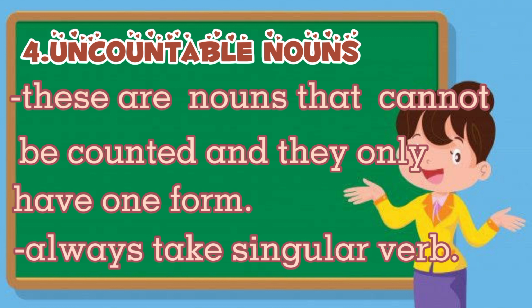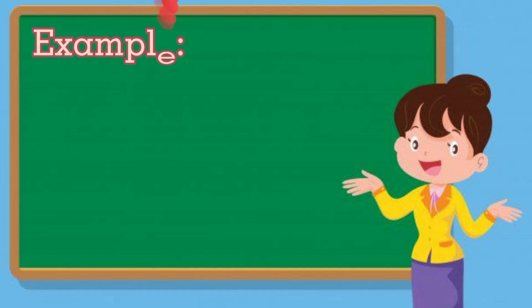For our fourth type of noun, we have the uncountable nouns. These are nouns that cannot be counted and they only have one form, which is singular. And remember that they always take the singular form of the verb.